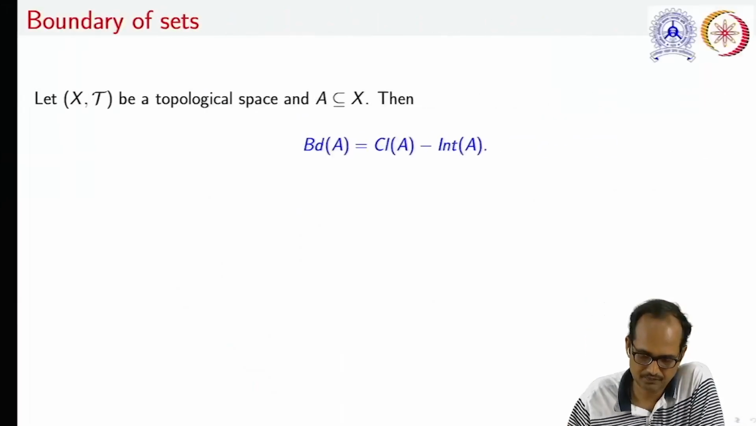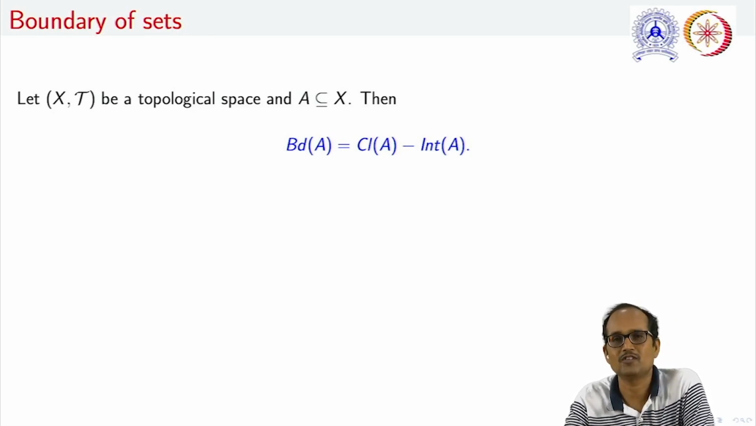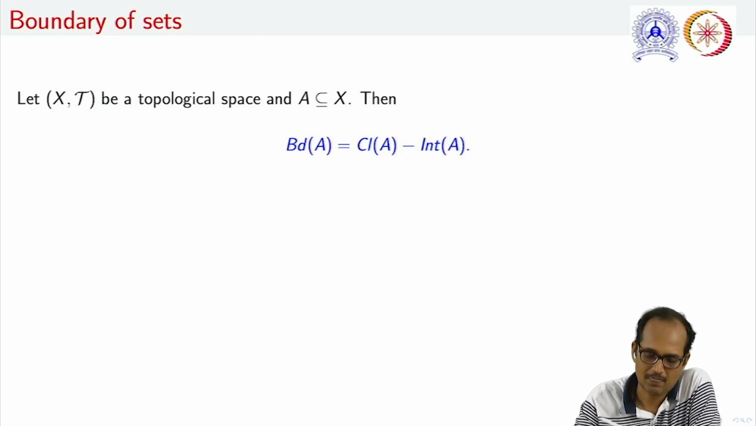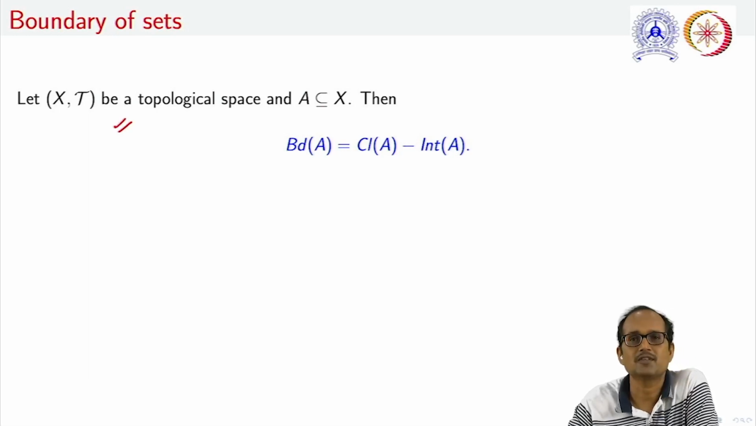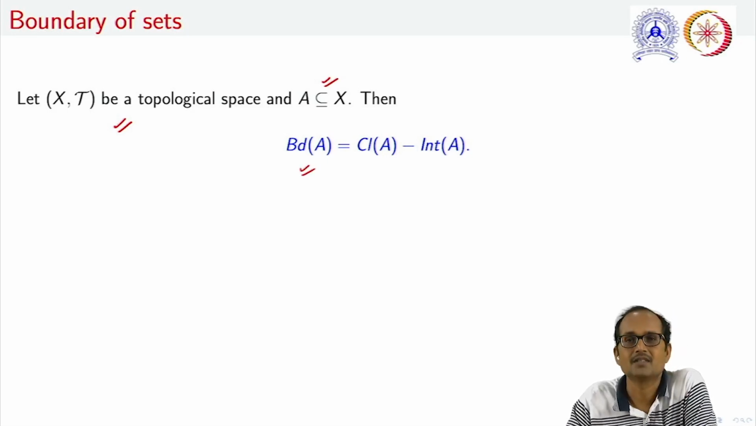Moving ahead, coming to the next concept, that is the concept of boundary of sets. We have already studied the concept of closure of a set as well as interior of a set. Actually, this boundary lies somewhere in between closure and interior. Formally, it is defined in this way: if we have a topological space (X, tau) and a subset A of X, then the boundary of A is nothing but the difference of closure of A minus interior of A.